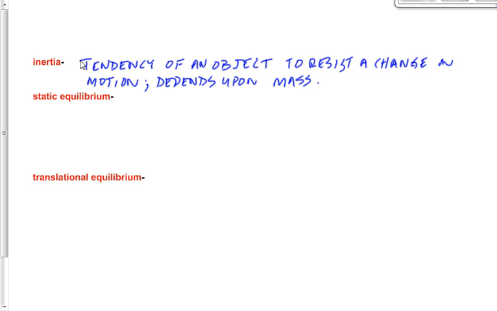Inertia is not the tendency to not stop. Inertia is the tendency to resist a change in what it's doing. The only thing that affects that is mass. The heavier something is, the harder it is to speed it up or slow it down, to change its direction. The harder it is to change its motion. Yep.